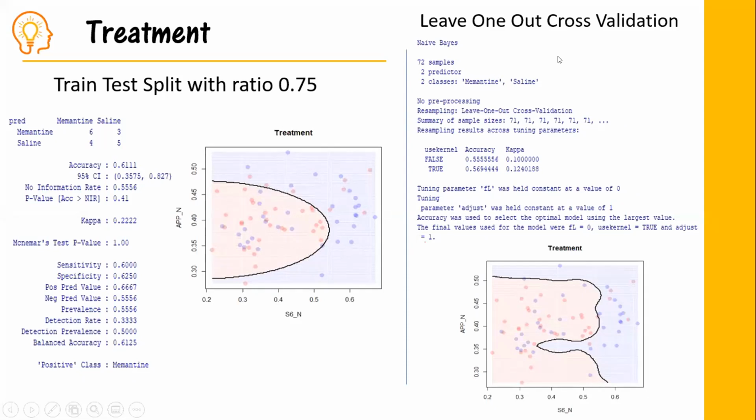And for the leave one out cross validation approach, the best model is for the Laplace smoothing equal to 0, and the use kernel is equal to true, and adjust is equal to 1. So the best model is the kernel density estimation, which has 57% accuracy, and this is the decision boundary for the plot. The decision boundary is quite weird in shape compared to the train test split approach.